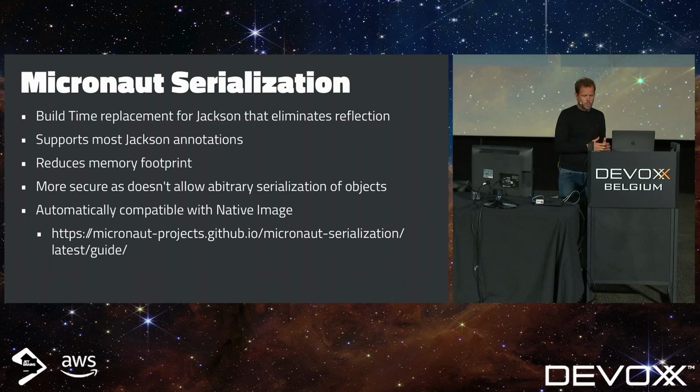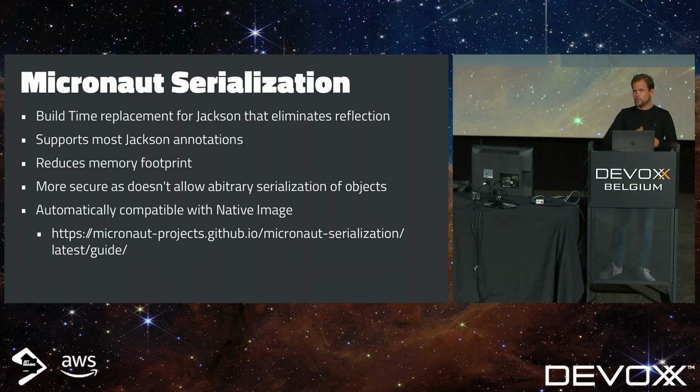But it reduces the memory footprint significantly, and it's significantly more secure because it doesn't allow arbitrary serialization and deserialization of objects. It's also automatically compatible with native image. In terms of footprint, Jackson DataBind is a 2.4 megabyte jar file. It's massive, for serialization and deserialization of Java objects. That's an example of how much runtime weight is needed to perform that task for all the different possible use cases that Jackson supports. Micronaut serialization, on the other hand, is 300 kilobytes. And that translates to your native image executable size. Using Micronaut serialization with GraalVM Native Image results in a 5 megabyte reduction in the image size you build, because Jackson is not there in the image.